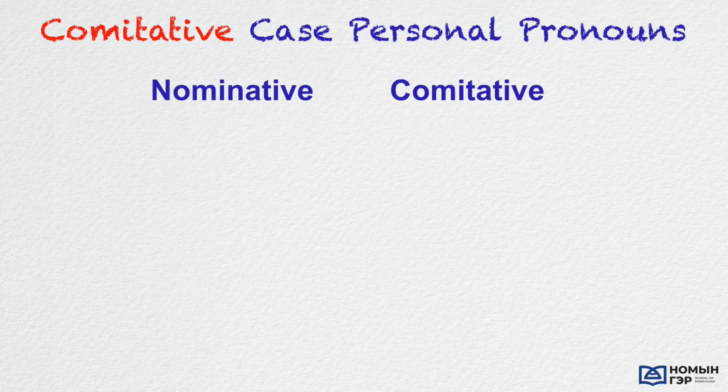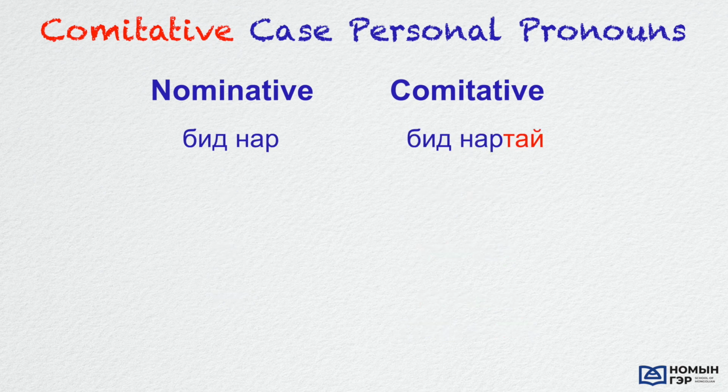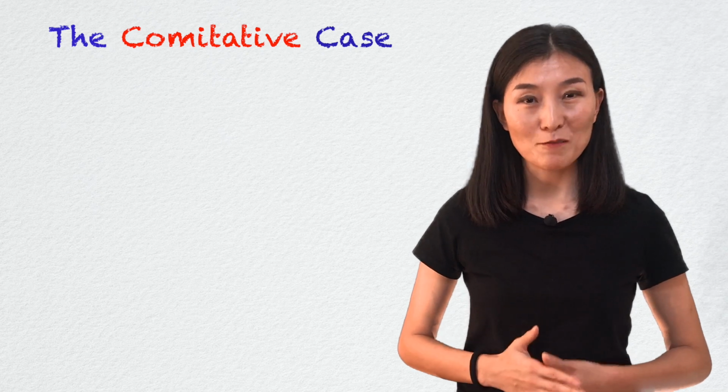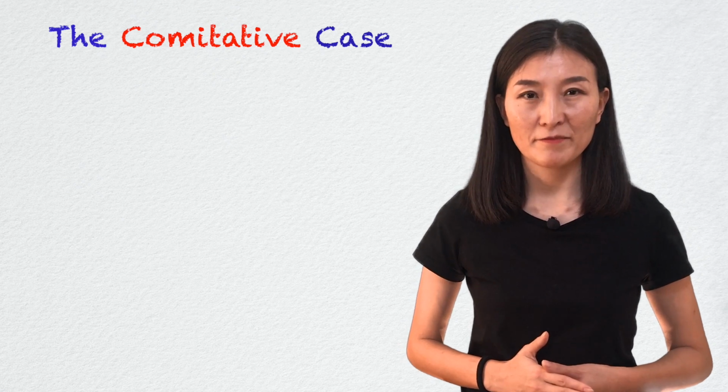Here are the personal pronouns in the comitative case. Би надтай, та тантай, чи чамтай, тэр түүнтэй or тэрнтэй, бид нар бид нартай, та нар та нартай, тэд нар тэд нартай. Now, before moving on, let's see the commonly used verbs in the comitative case.